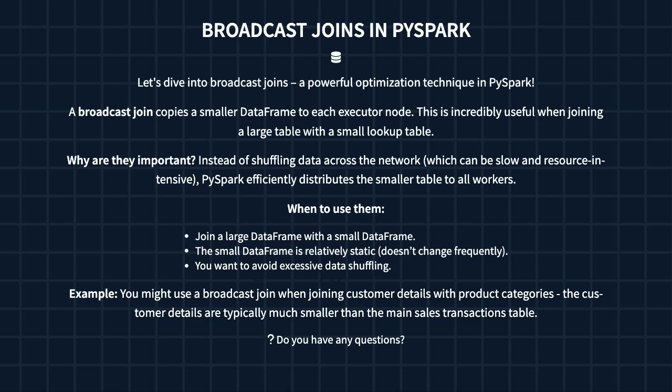You'll want to use this when you're joining a big table with something relatively static, like product categories to customer details, for example. It's all about avoiding that costly shuffle operation.